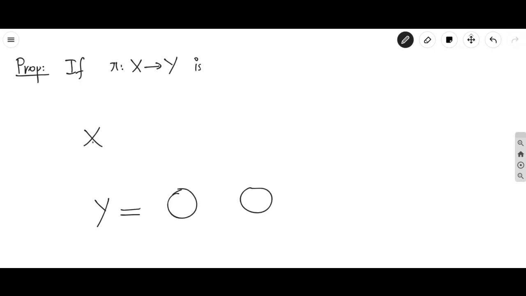Another thing I wanted to mention is another proposition, another property of covering maps. Actually, before I write this down, the previous proposition is not true if the spaces are not assumed to be path connected. Let me show you what I mean. Let's say Y is a union of two disjoint circles, and X is a union of two disjoint circles.